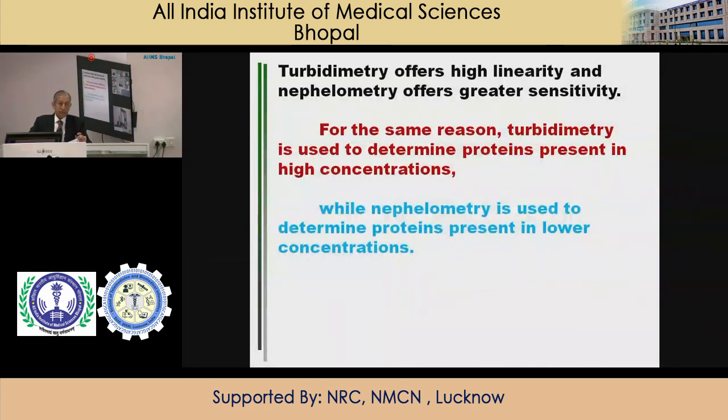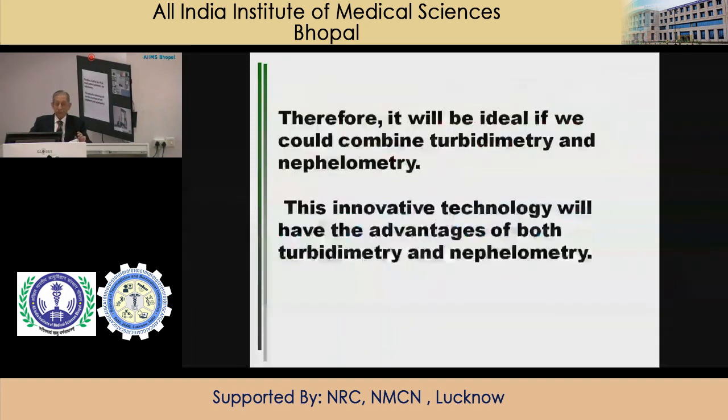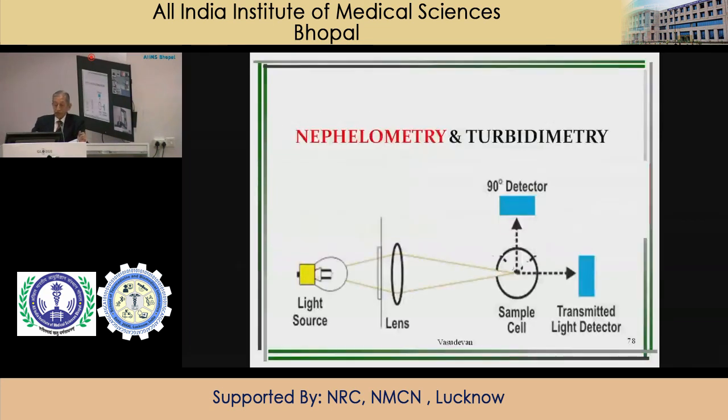Therefore, it would be ideal if we could combine turbidometry and nephelometry into a single instrument. This innovative technology has never been done in the whole world, and it will have the advantages of both. In the schematic diagram, the light source passes through the lens, and the sample cell is there. The transmitted light we take as turbidometry, and the 90 degree detector is nephelometry. Both can be combined into one instrument, thereby reducing the cost as well as improving the efficiency.